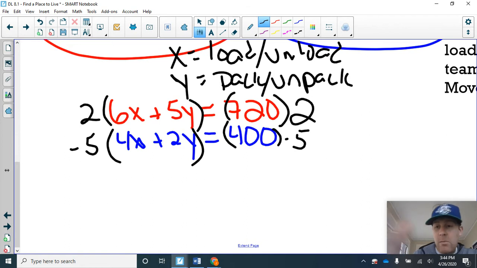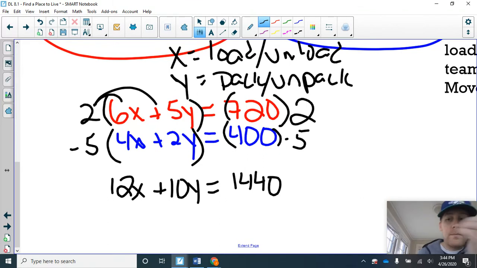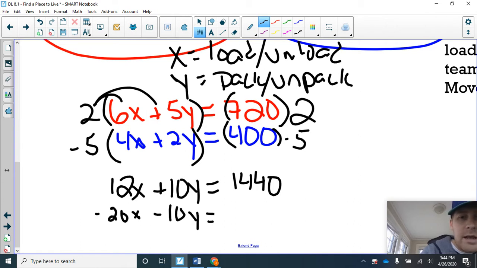Let's multiply everything through. My top equation: 2 times 6x is 12x, 2 times 5y is 10y, and that equals 720 times 2, which is 1,440. Bottom equation: negative 5 times 4x is negative 20x, negative 5 times 2y is negative 10y, and 400 times negative 5 is negative 2,000.